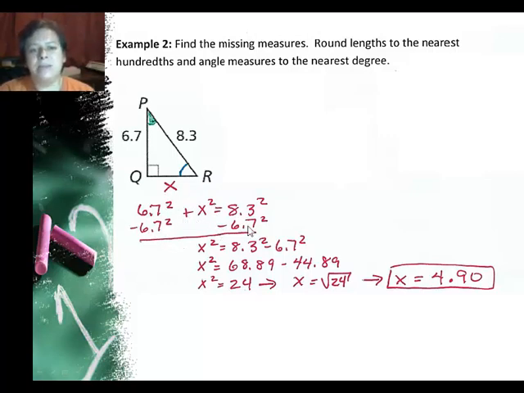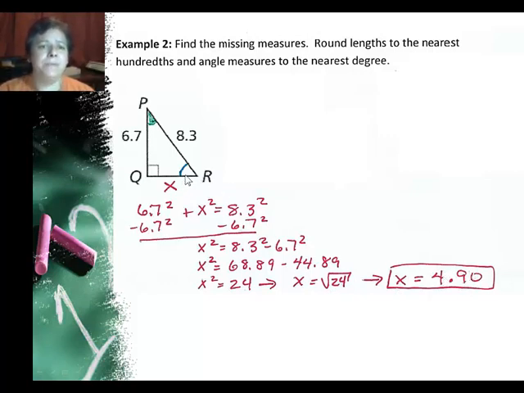I went ahead and subtracted 6.7 squared from both sides, and then I found out what those numbers were. I could have squared it first, but I didn't want to pull out my calculator yet. And then x squared was 24. But I'm not looking for x squared, I'm looking for x. So I have to use the inverse of a square, which is a square root. So x is square root of 24, or in this case, 4.90.